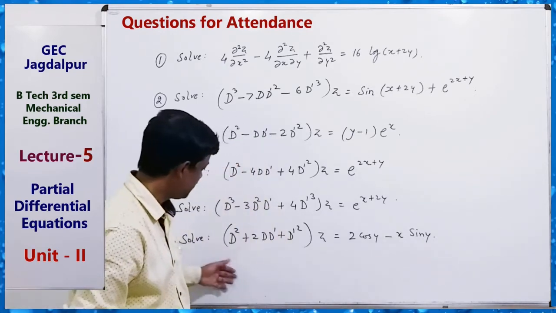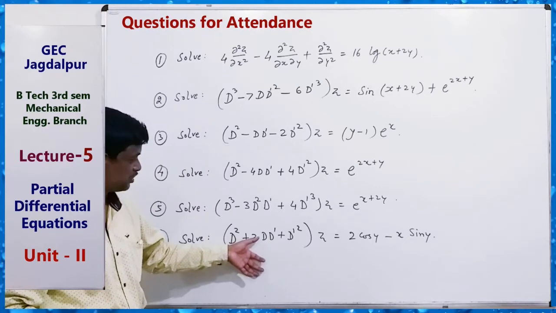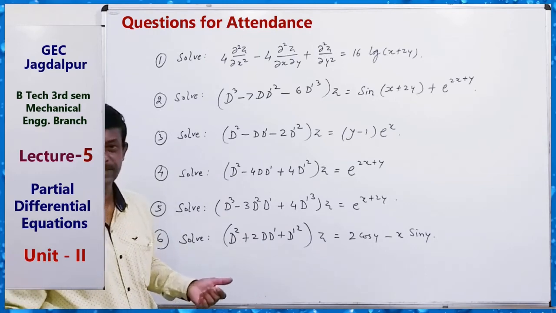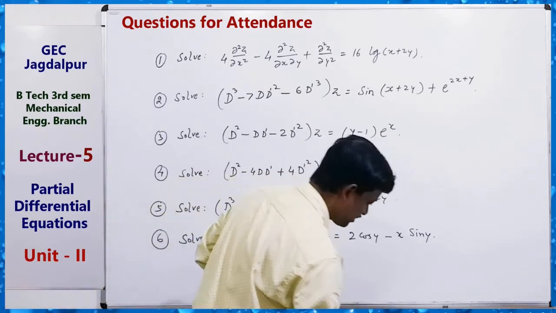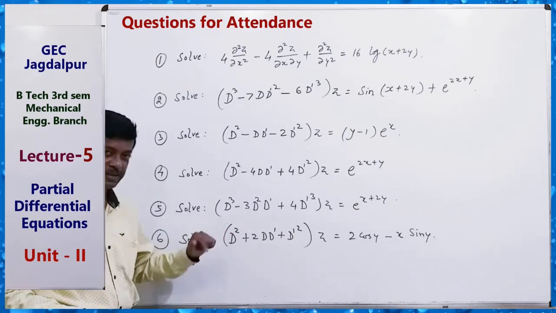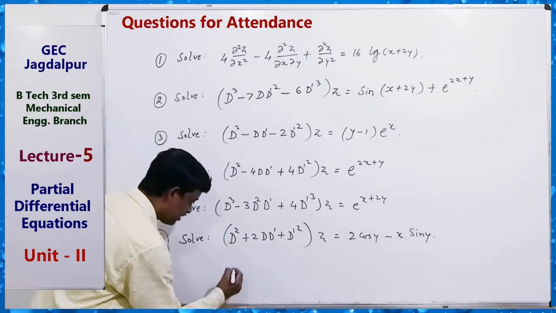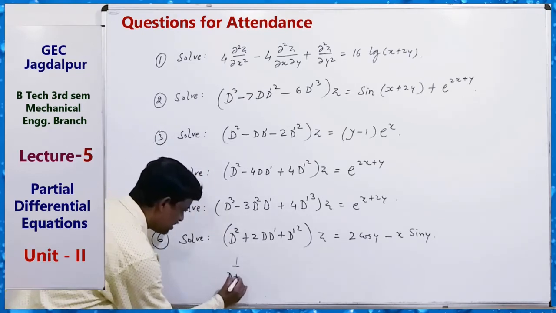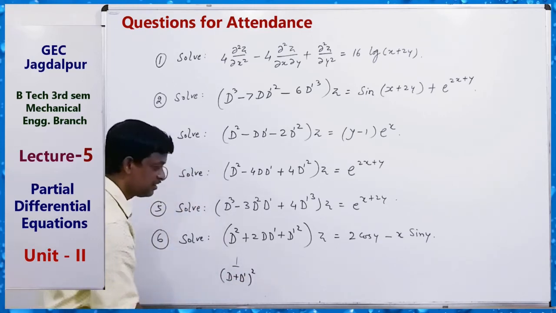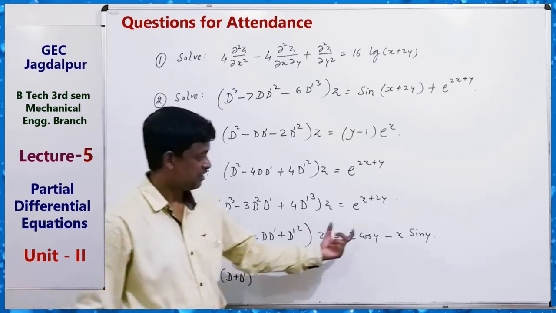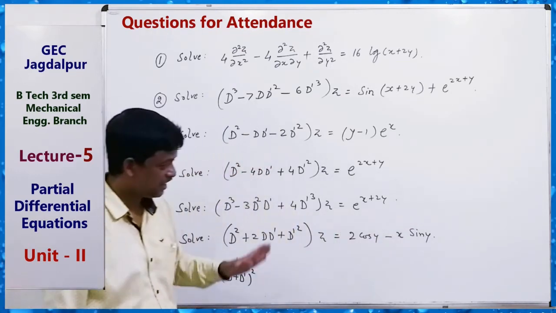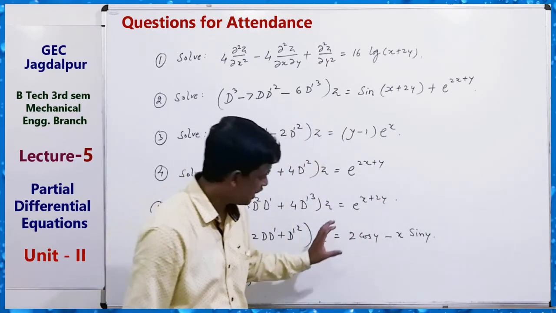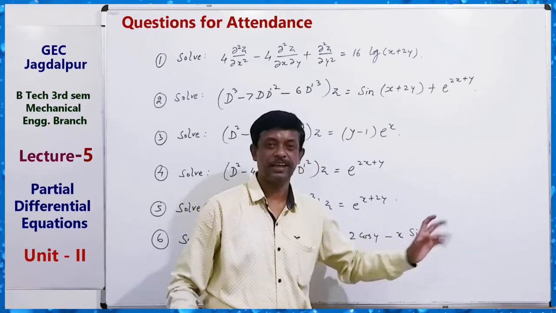Here, we can see m square plus 2m plus 1 means (m plus 1) whole square. (m plus 1) whole square means minus 1, minus 1. Same, very simple. Okay. For PI, 1 upon (D plus D dash) whole square for this question. Now here, this is not of any particular form, so this is any function of x you can consider.